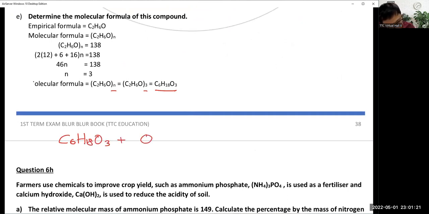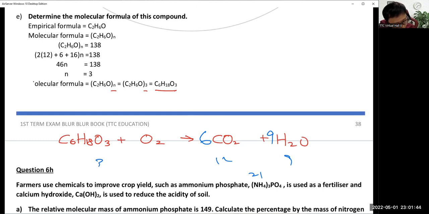Plus oxygen, it becomes carbon dioxide gas and water. If we do balance equation, it will be 6 carbon, hydrogen we have 9. Okay, so how many oxygen we have here? 12, and then we have 9, total is 21. So 21, we have 3 here. We need about 18 here, so it's 9 oxygen. So now I try to calculate, to see whether it matches the question or not.